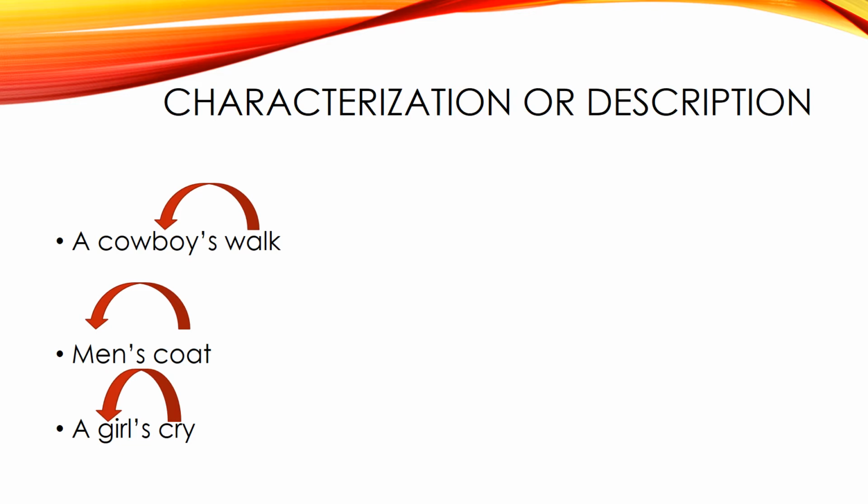Okay, girls' cry or anything else. So هنا relationship مو possession ولا belongingness. هنا relationship between a girl and the noun cry, between man and the noun coat, between cowboy and the noun walk. The relationship is what? Description or characterization. So this was the second feature.